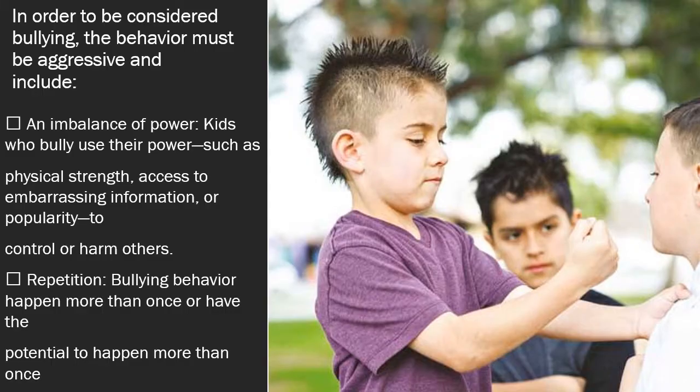Now, in order to be considered bullying, the behavior must be aggressive and include an imbalance of power. Kids who bully use their power, such as physical strength, access to embarrassing information, or popularity, to control or harm others. Repetition: bullying behavior happens more than once or has the potential to happen more than once.